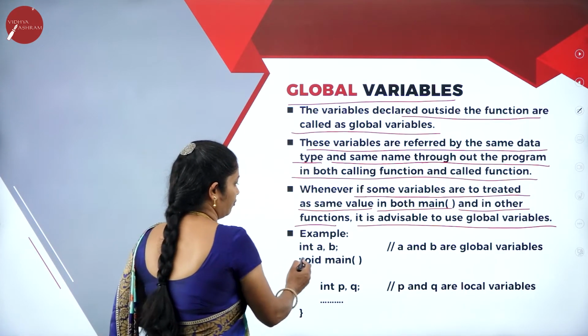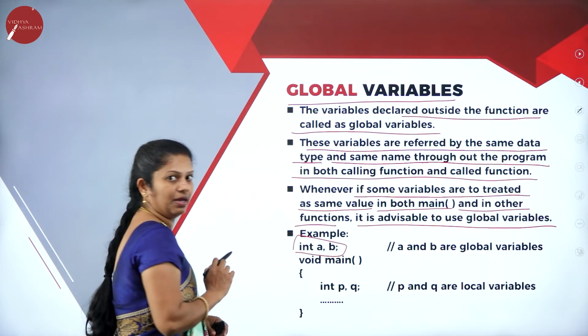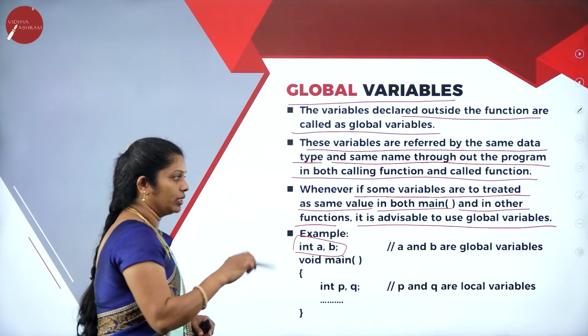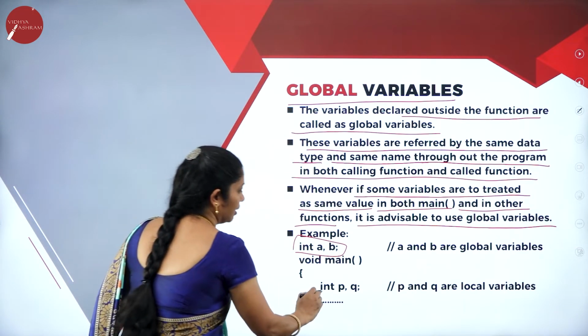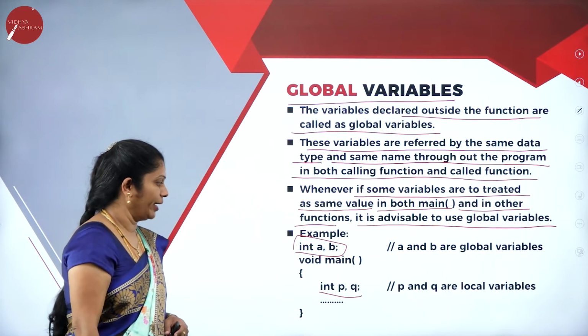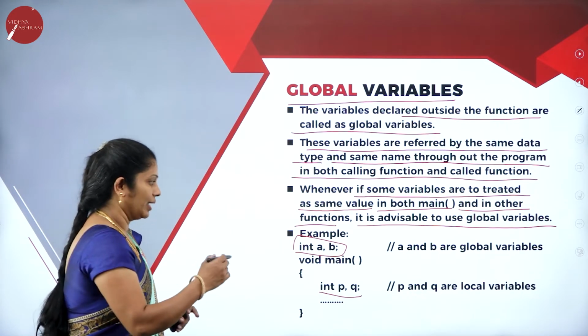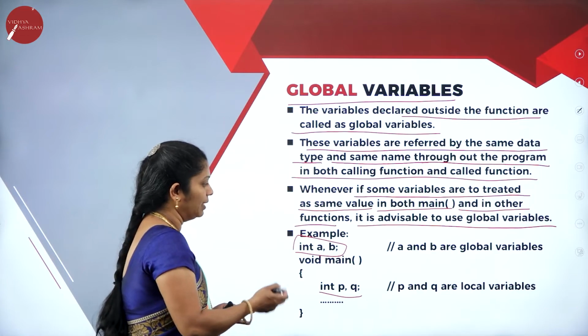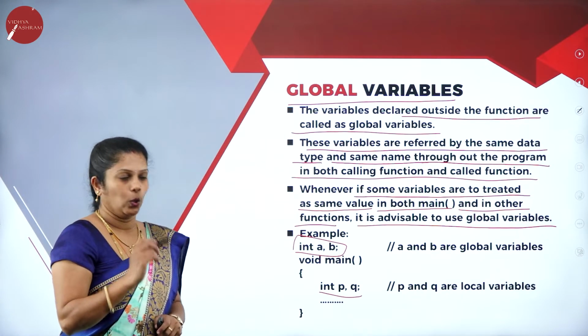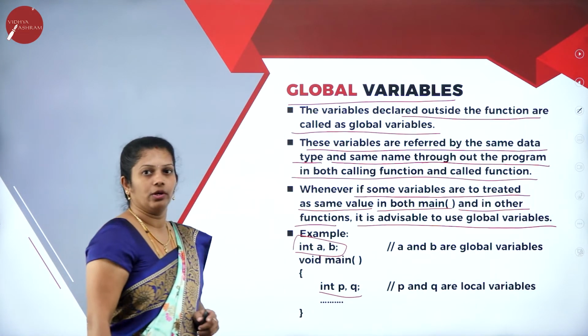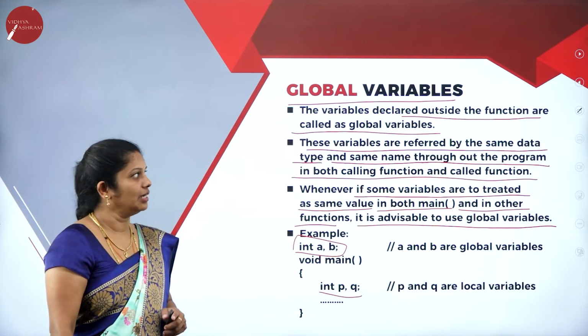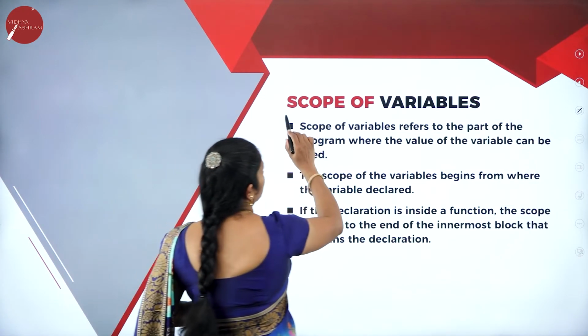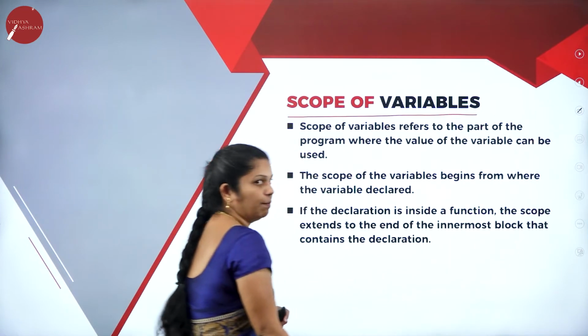For example, before the main program we have declared the variables int a and b. These can be called global variables. In the main program I have declared two variables, int p and q. Here, p and q can be called local variables, and a and b can be called global variables. Now, is it clear?